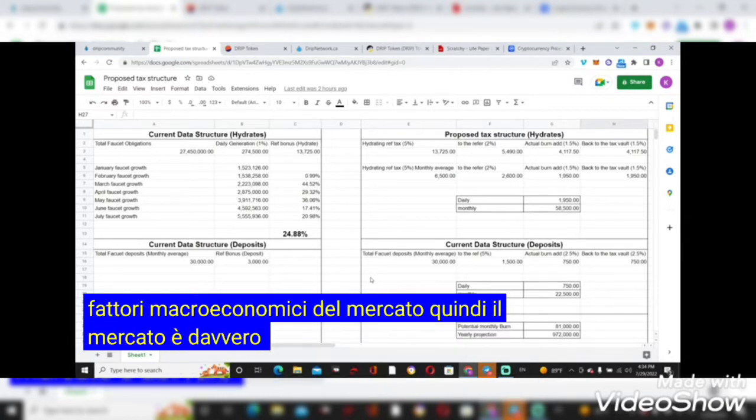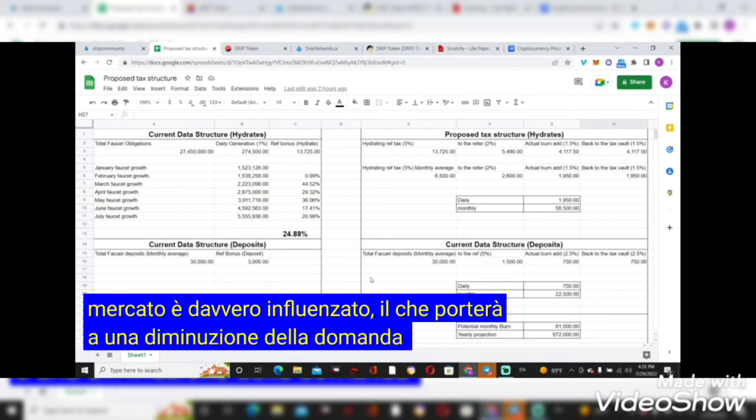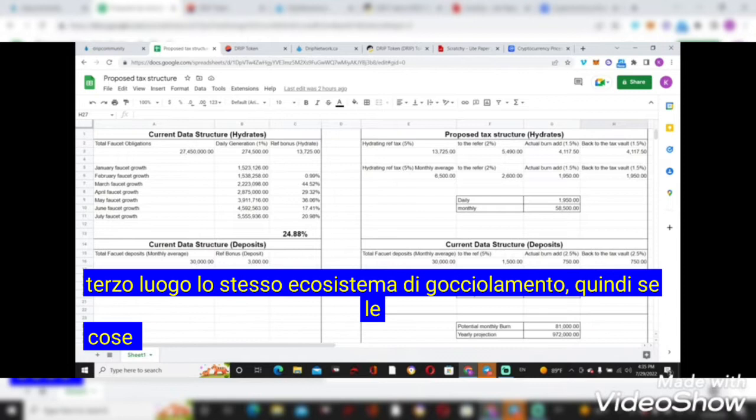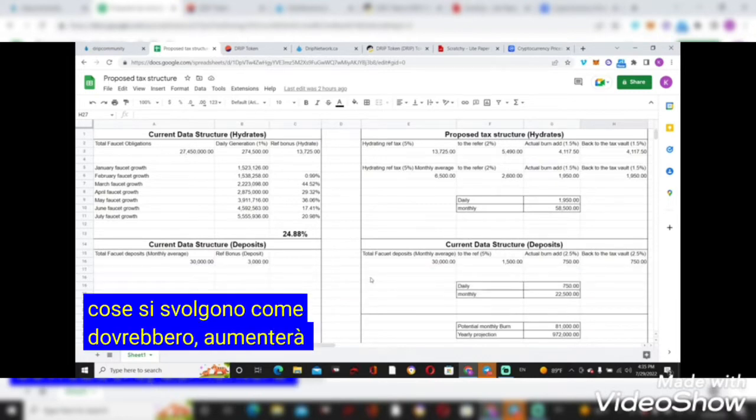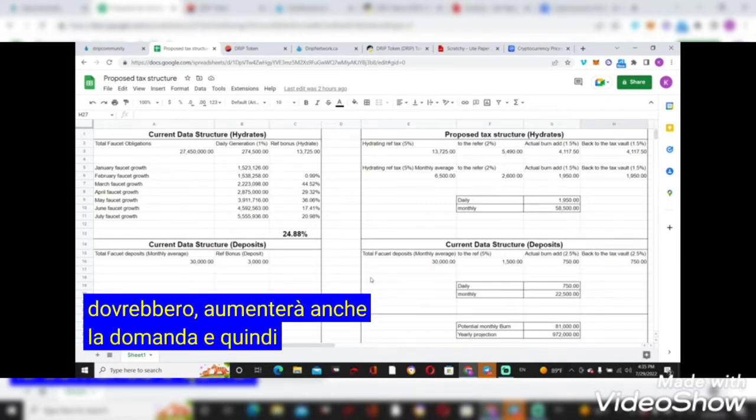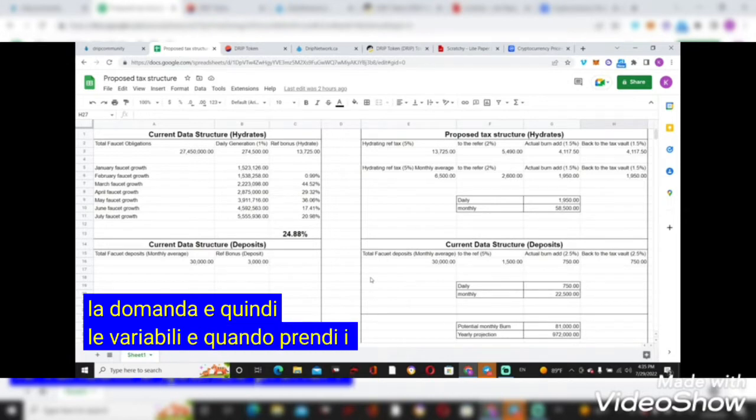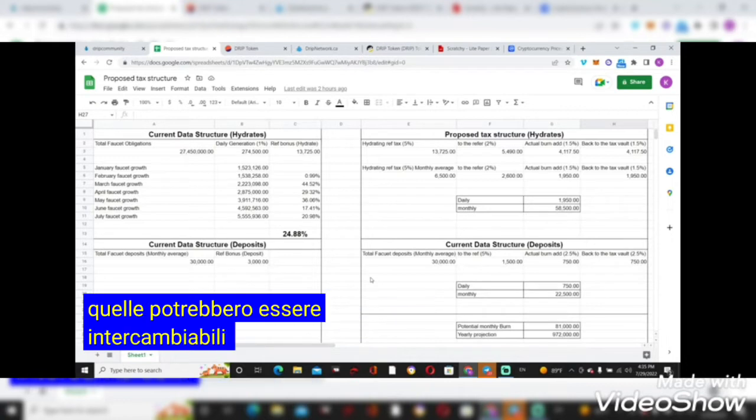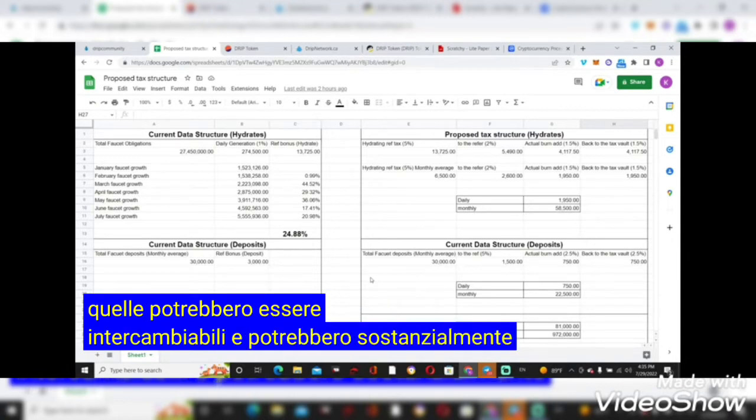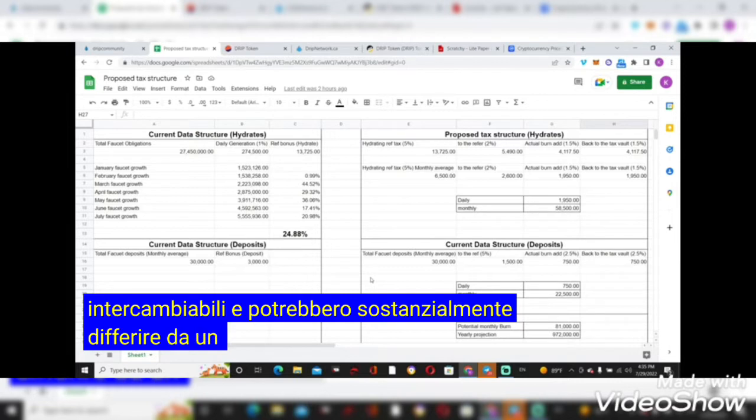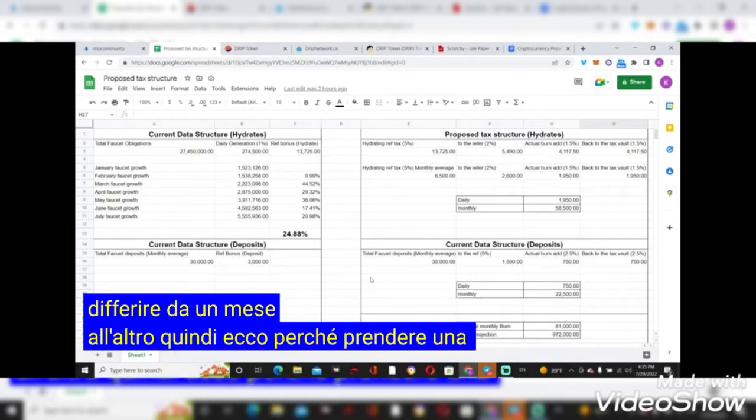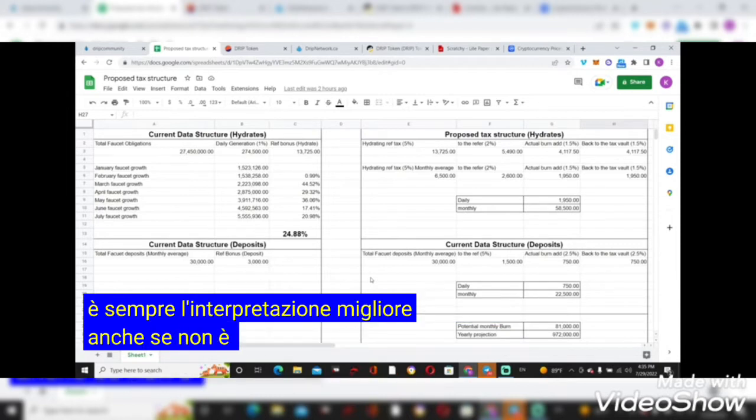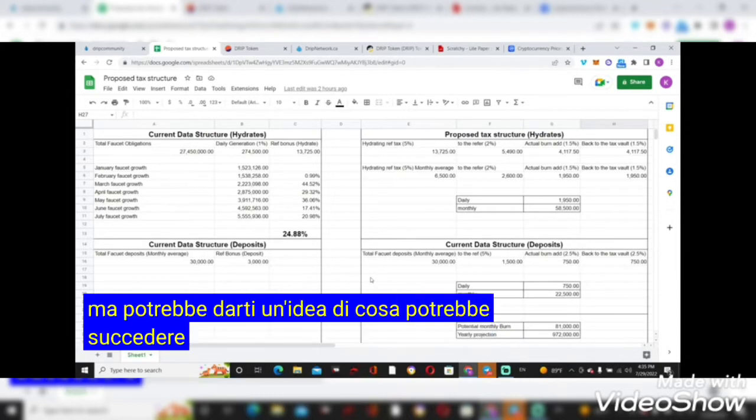So the market is really affected. That will lead to a decrease in the demand and so on. And thirdly, the drip ecosystem itself. So if things are rolling out as they're supposed to, it's also going to drive more demand. And when you take numbers into consideration based on variables, those could be interchangeable and they could differ from one month to another. So that's why taking an average is always the best interpretation, even though it's not really accurate, but it could give you an idea of what could happen.